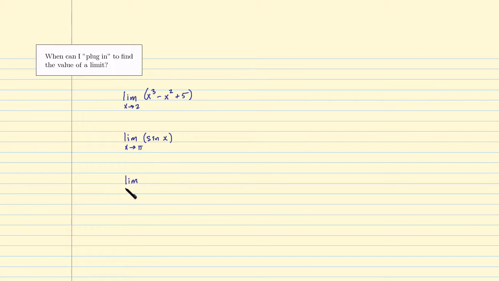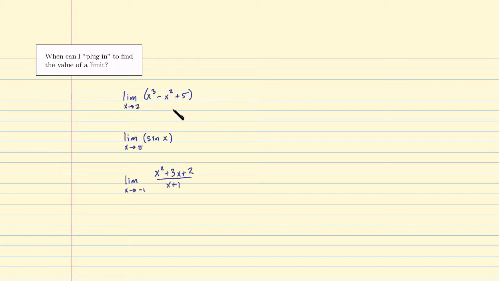Suppose we have the limit as x approaches negative 1 of the rational expression x squared plus 3x plus 2, all of that over x plus 1. Okay? And let's look at these three examples in turn. Well, I would really love to be able to plug this 2 into this expression to evaluate the limit. And sure enough, I can do that.